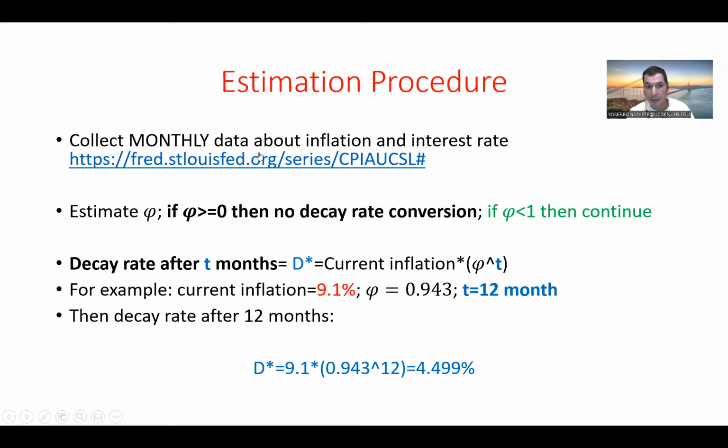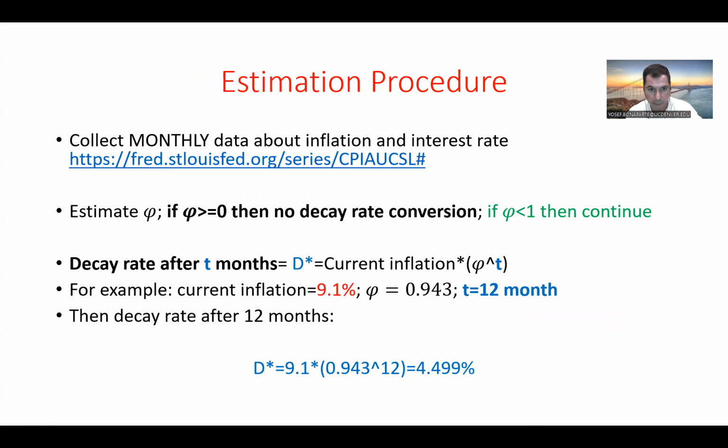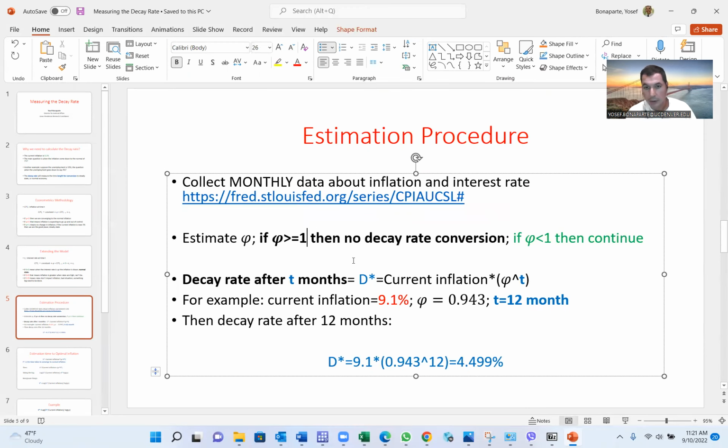So how are we going to estimate our model? I collect data from FRED. If you click on it, you will see the data, and I will show you now how I do it. We're going to estimate theta. If theta is greater than or equal to 1, then there is no decay rate. And if theta is below 1, then we continue. What does that mean? If theta is greater than or equal to 1, not 0, 1, then there is no decay rate convergence.